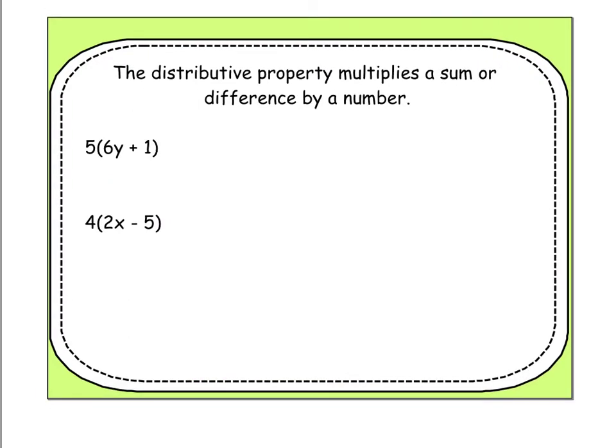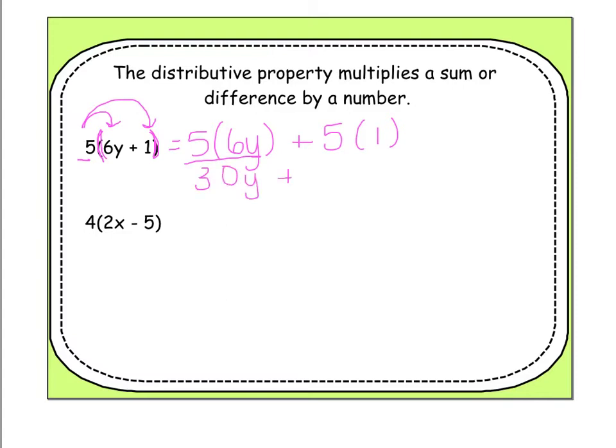What I tell some of my classes is you can think about it this way. The number on the outside is a person that wants to get into the house. The parentheses represent the house. But in order for the number on the outside to get into the house, it has to shake hands with everybody on the inside. So the 5 has to shake hands with the 6y, there's a plus sign, and then the 5 also has to shake hands with the 1. So this is exactly how we're going to go through this. If we multiplied 5 times 6y, we're going to get 30y, plus 5 times 1 will give us 5. This would be our final answer because we can't add y's to not y's. So this would be our final answer.